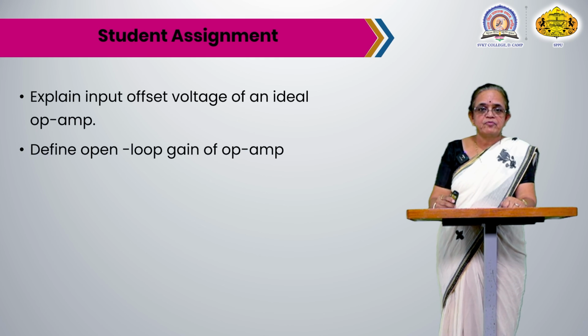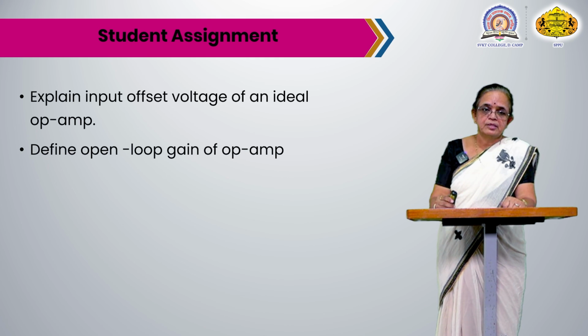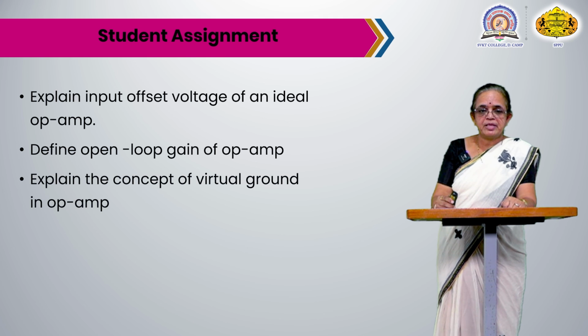Then, assignment for you students. First, explain input offset voltage of an ideal op-amp. Define open loop gain of an op-amp. Explain the concept of virtual ground in an operational amplifier.